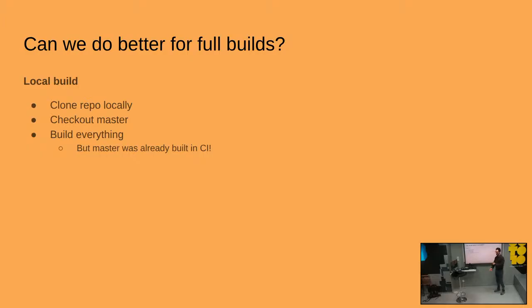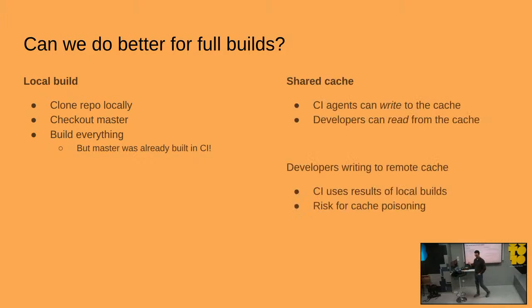What about full builds? You clone the repository locally, you build everything, say master branch, main branch. Intuitively you understand, well, this might be already built in a CI, right? So when you push to master, your merge request or pull request is merged, the master build triggers, and those compilation steps have actually been done already on some CI machine, right? So what if we could take advantage of that? Well, this is where we introduce the concept of a shared cache or remote cache.